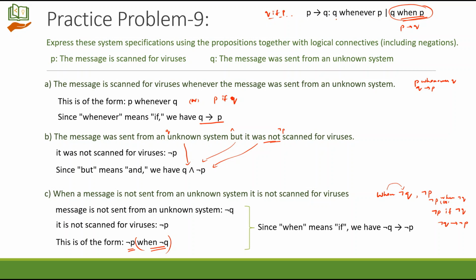This particular phrase will just interchange the propositional variables with the conditional operator. Same thing, here you have negation of P when negation of Q. So this will also interchange the propositions using the implication operator. This is how we are equating it to negation of Q implies negation of P.